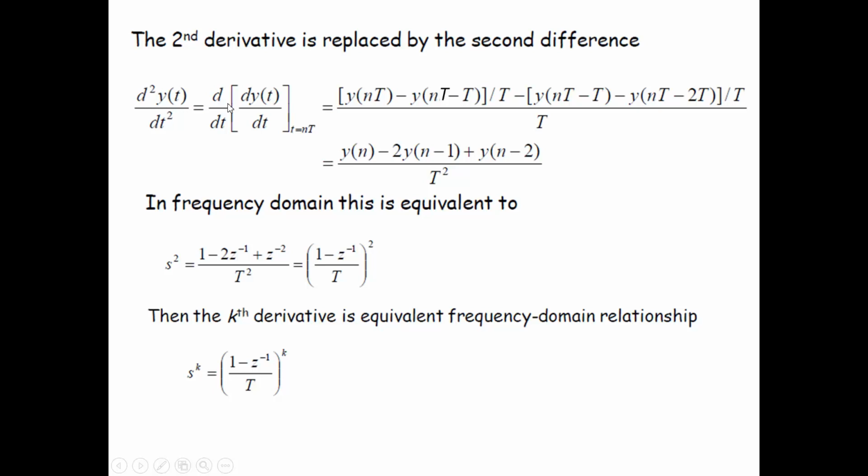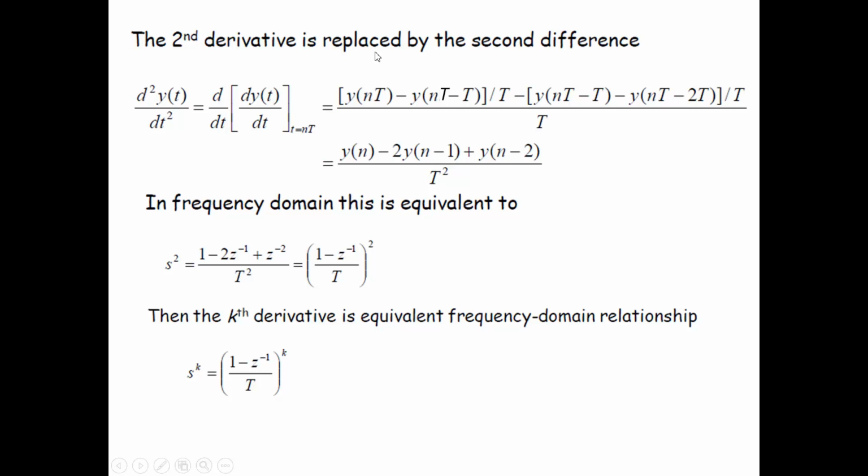Now this can be expressed as d/dt of dy(t)/dt, and we know that to get the difference equation we replace small t with n capital T. You first express this. You know what dy/dt is. This is (y(n) minus y(n minus 1)) divided by capital T. Then you again take the differential of that. You will see that this comes out to be (y(n) minus 2y(n minus 1) plus y(n minus 2)) divided by T square.